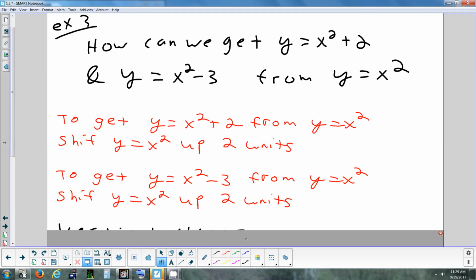Now, to get y equals x squared minus 3, you would shift y equals x squared. What do you think you would do this time? Shift it down. Yes, you would shift down 3. So shift down 3. And if you want to graph that one, you can take a look at it and see it. Yep, that's 2 separate problems.